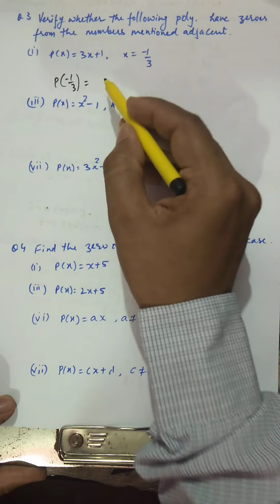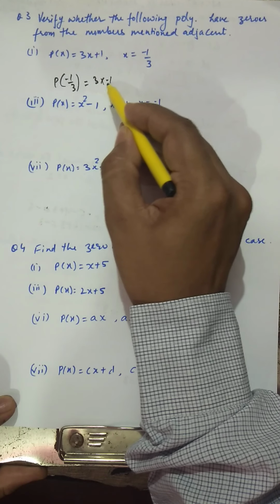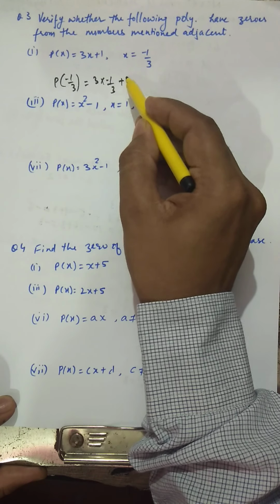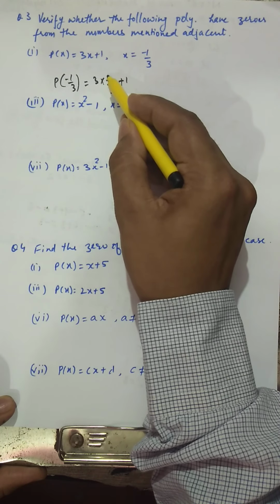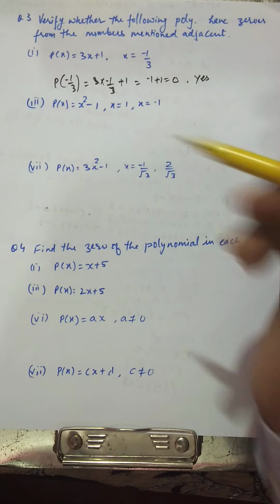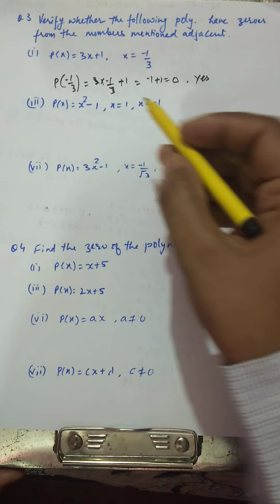So this becomes 3 into minus 1 by 3 plus 1. You can put brackets, but okay, space is less. So this is minus 1 plus 1. The answer is now 0. So yes, I can say x equal to minus 1 by 3 is the 0 of the given polynomial. Now come to p(x) equal to x square minus 1.